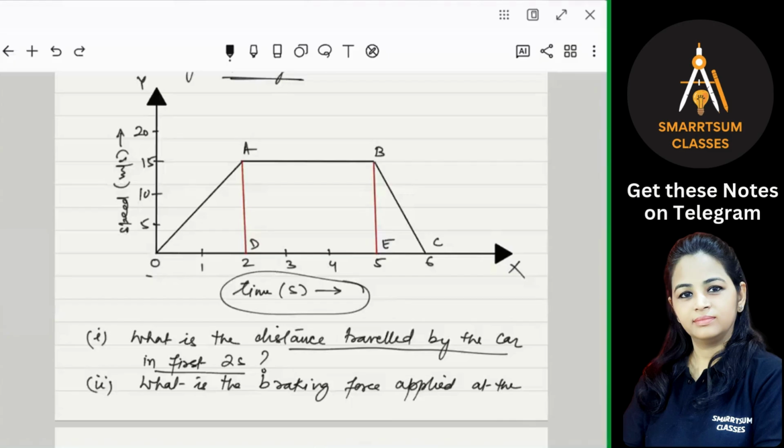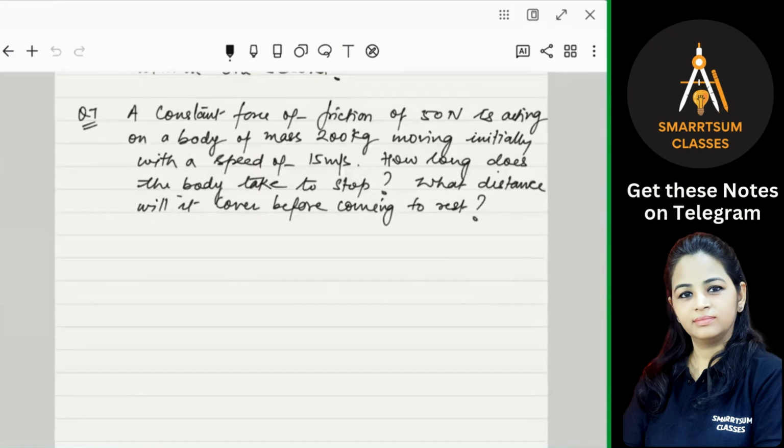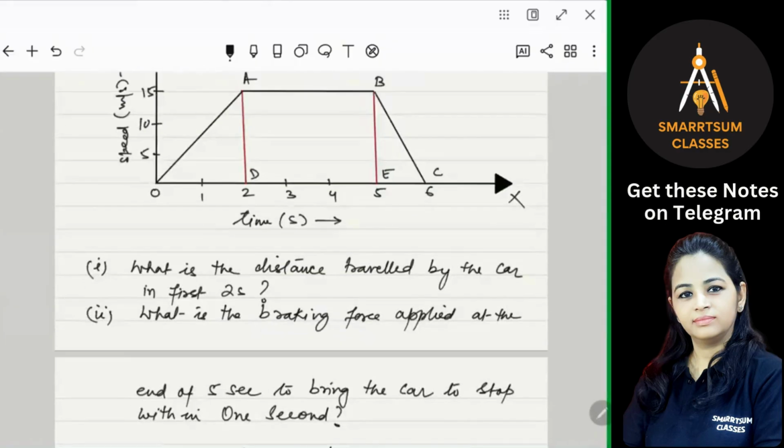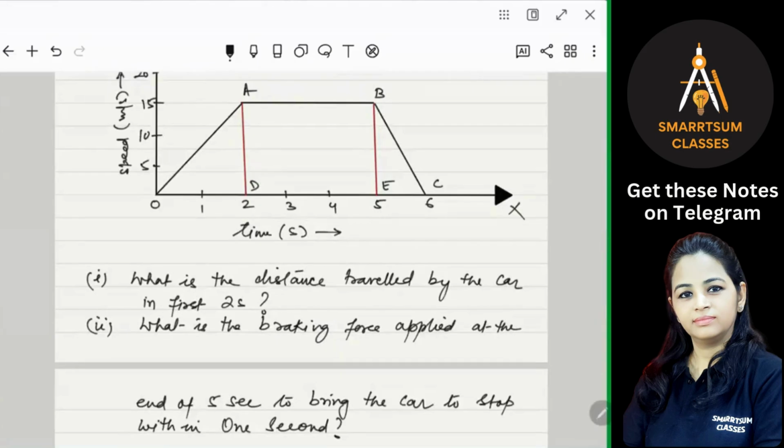How is distance related to time and speed? Tell me. Yes, anybody tell? What is the relation between distance, speed, and time? Speed into time is distance, right? But here, this is a slanting line, right? So we cannot simply multiply speed and time to find out the distance. So what do we need to do?